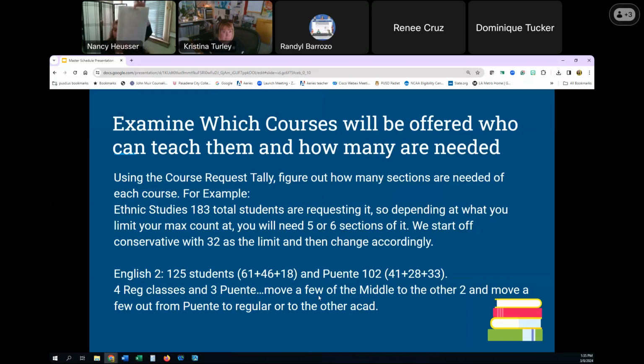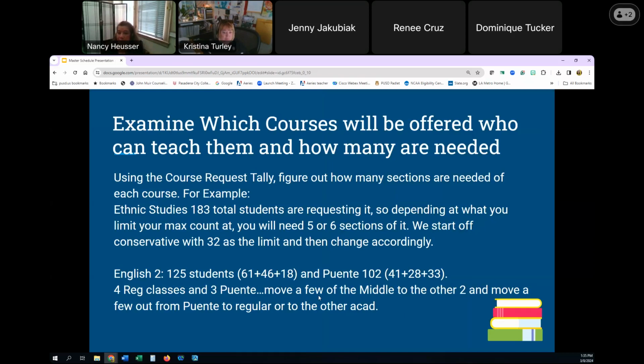And there is a report. I don't know if you can see me holding it up, but there is a report called Course Request Tally. And it gives you every single course and how many students asked for it. So very important that you look at that. And then if you have different programs, you'll have to add those together. So below that, I have English 2, 125 students, because 61 are AEM, 46 are BE, and 18 are ESA, right? So you have them in 3 different academies. It's still English 2 students. So you have to know how many to have.